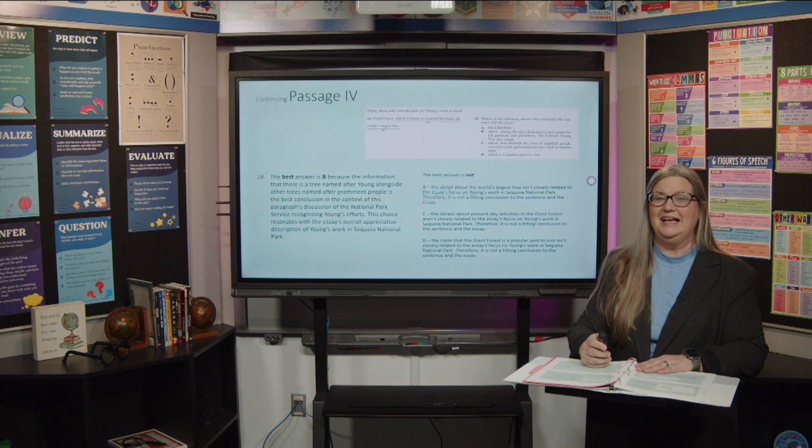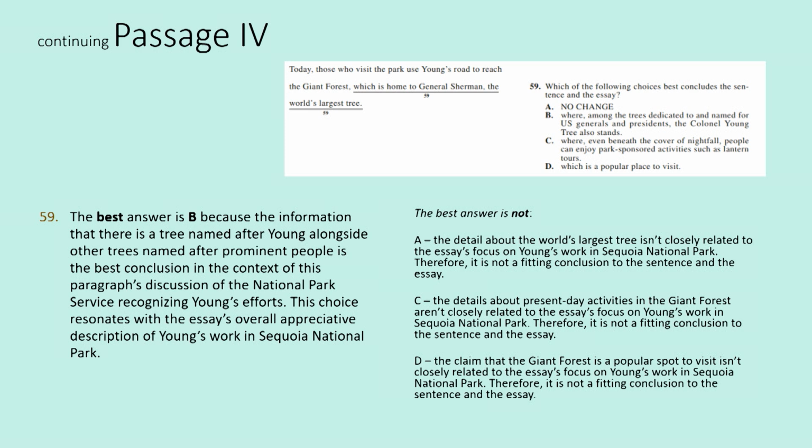Let's keep moving along. The next question is 59, and 59 does have a question stem. Which of the following choices best concludes the sentence and the essay? So we're looking at the end of the essay. We obviously want to make some changes because the best answer is B. The information that there is a tree named after Young alongside of other trees named after prominent people is the best conclusion of the context of this paragraph's discussion of the National Park Service recognizing Young's efforts.